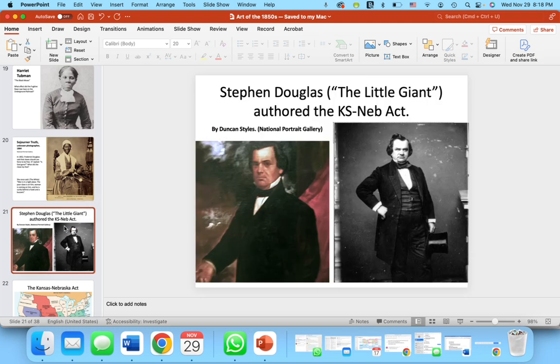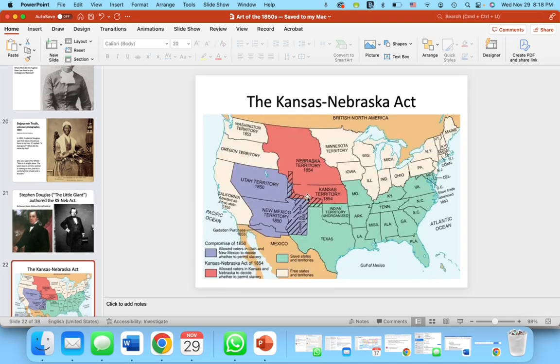Stephen Douglas is known as the Little Giant. He was short, but he was a powerful politician. He's from Illinois, and he authored the Kansas-Nebraska Act. It's in 1854, and here's a map.